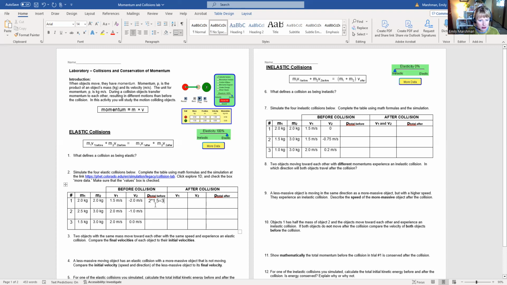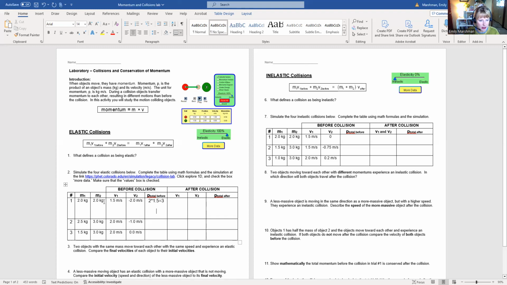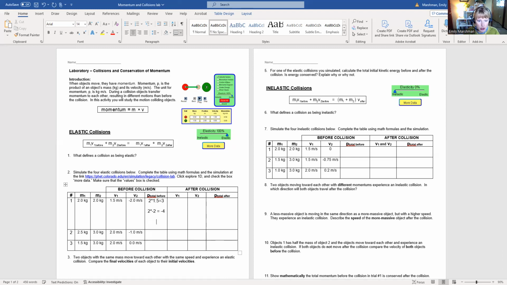The other object has a momentum of 2 kilograms multiplied by negative 2 meters per second. And that's going to give me negative 4. So the total momentum of both of these objects before they collide, you just add up the momentum of each one individually. So 3 plus negative 4, that's going to give me negative 1 kilogram meter per second. That's the initial momentum of the system before they collide. After they collide, it should be the same, negative 1.